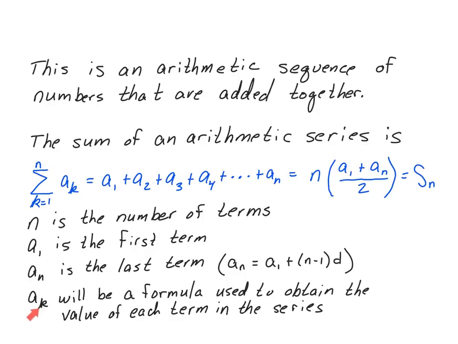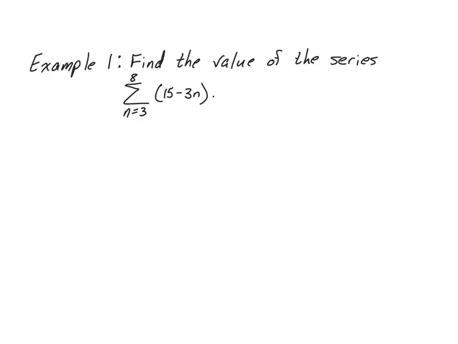And then a sub k is this part right here. A sub k is usually going to be a formula, and that is going to be the formula for finding the value of every term in that series. All right, so let's actually work the problem. In this problem, let's go ahead and identify a few things here. Our index is n. 3 is our starting value. And then 8 is our ending value.